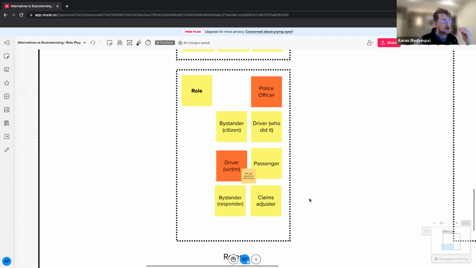I think the more interesting ones were subtleties. If we invited a stakeholder into this role play, let's say we've done it 5 times and learned some really cool insights, we'd probably want to take them and make them either the police officer or the driver victim, because those 2 personas are really at the center of this new experience that we want to present. So that's the structure of that role play.